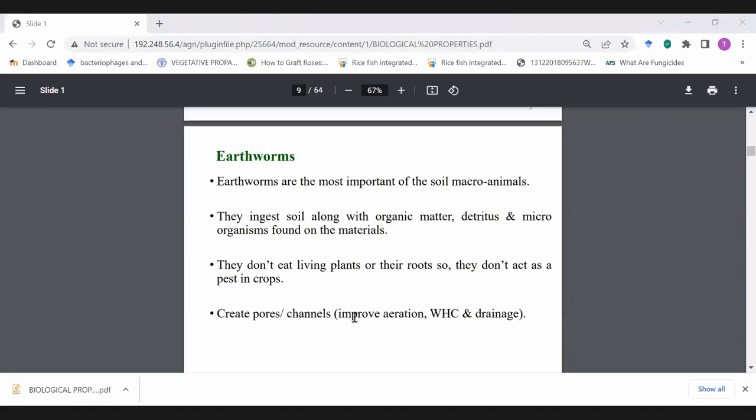Now let's see about the earthworms. Earthworm is a very important soil macro animal. The main thing it does is ingest the organic matter, debris, and microorganisms in the soil. It doesn't eat living plants such as roots, so it does not act as a pest for the plants. It also creates pores as it moves within the soil. As the pores increase, it improves the soil aeration, drainage, and WHC, water holding capacity.